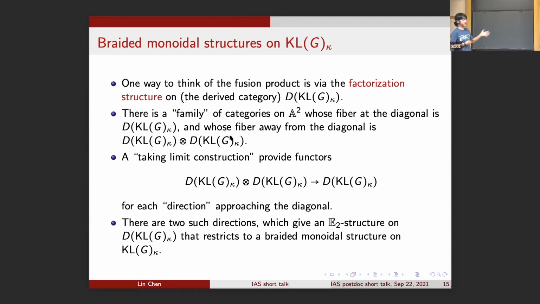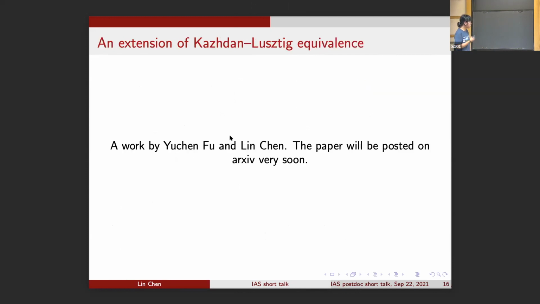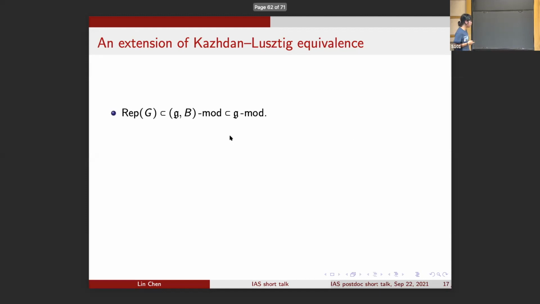Well, but again, I'm lying, so this is just a feeling about this. Okay, so this finishes the introduction of the Kazhdan-Lusztig equivalence and the braided monoidal structures for this equivalence. Now I'm about to say something about my research work. It's a work by Lin Chen and me. The actual paper will be posted on arXiv very soon. In fact, this is not my thesis work. This is my recent work.